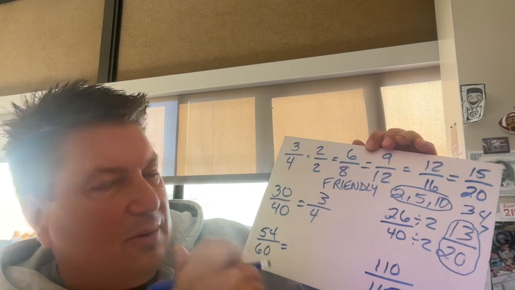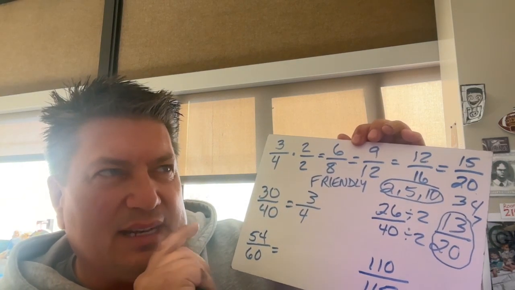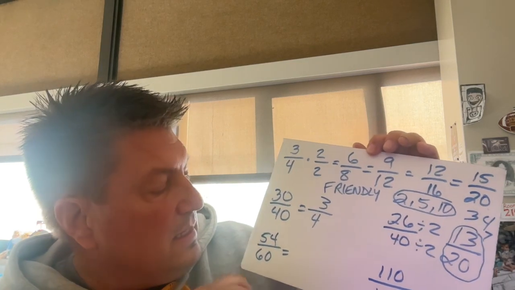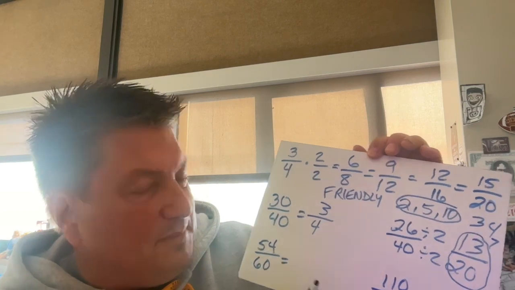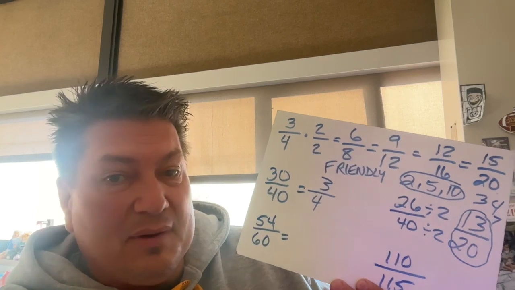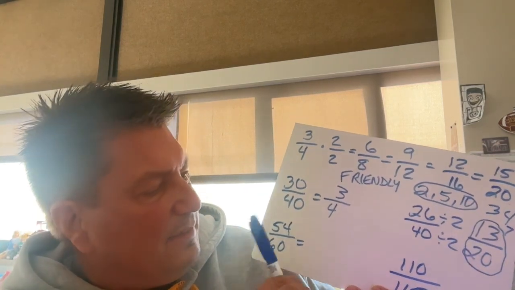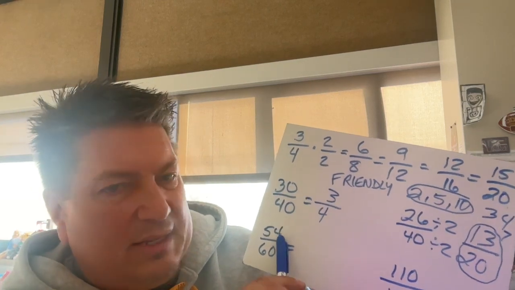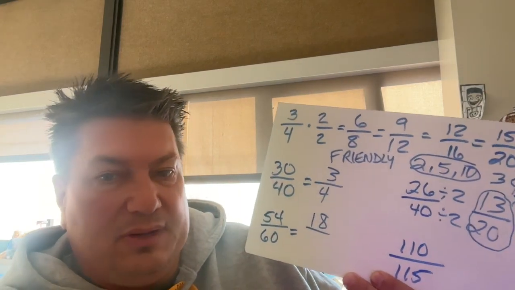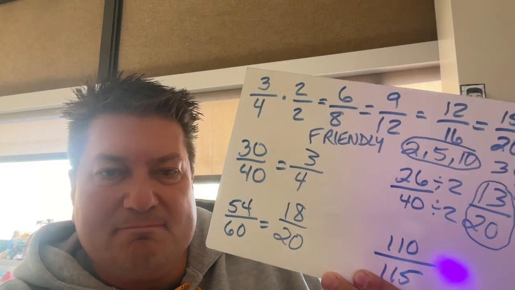54/60. Well, I know 2 goes into both of them because they're even. Is there another number that could go into them? Maybe 4? Maybe 3? Well, based on my extensive math knowledge, I know that 5 plus 4 is 9, and any number that's divisible by 3, like 3, 6, 9, 12, 15, 3 will go into it. 3 can go into 54 18 times. And I know that 3 goes into 60 20 times. But guess what? I'm not done.